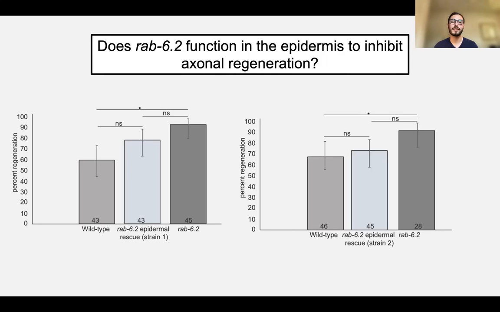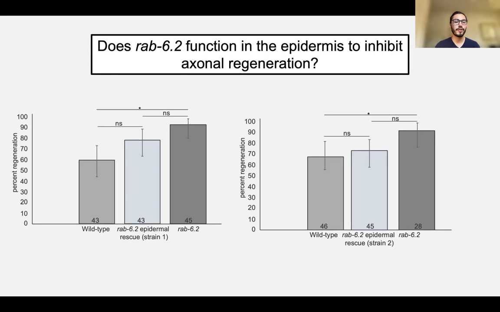Next, I asked the question, does RAB 6.2 function in the epidermis to inhibit axon regeneration? So what I did was I expressed RAB 6.2 specifically within the skin, or the epidermis layer of the skin, and nowhere else, and compared the regeneration of those animals to animals without RAB 6.2 and animals with a functional copy of RAB 6.2, or wild type. And what I found was when I expressed this gene only in the skin, I found a reduction in regeneration.